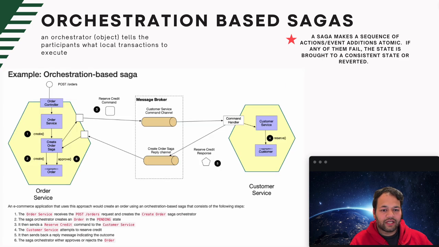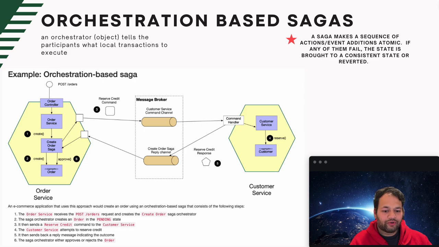Now let's look at another type of Saga here. And this is basically called an orchestration-based Saga. So here we create an orchestrator object which is independent from the details of the given service. And that object basically tells the participants what local transactions to execute. So for example, the order service here receives a post request, creates the Saga, the create order Saga orchestrator. The orchestrator then goes and creates the pending state order.